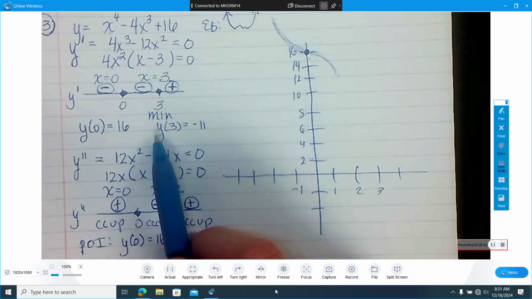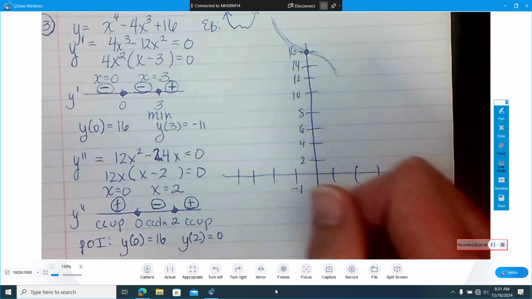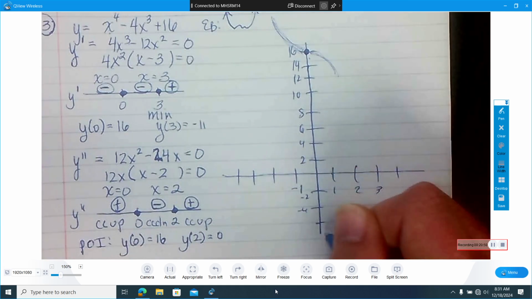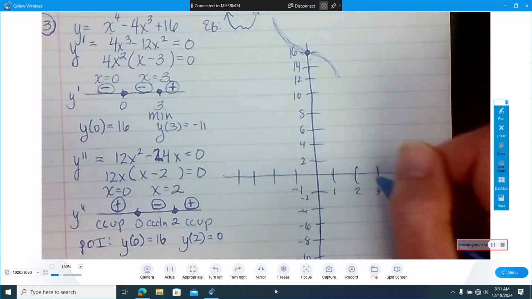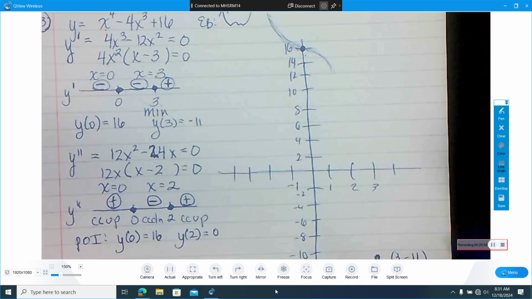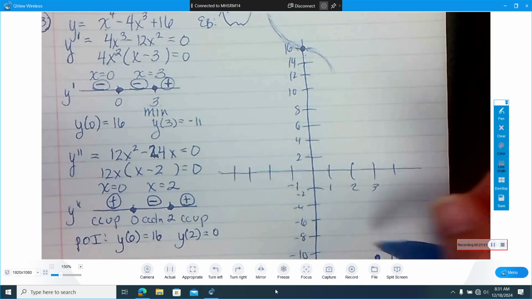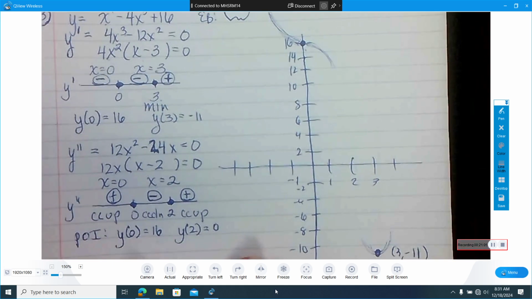And then we have a minimum at 3, negative 11? 3, negative 11. Okay. Negative 2, negative 4, 6, negative 8, negative 10. Okay, at 3, negative 11 right here, that is a minimum. So I know it's a local minimum way down there.